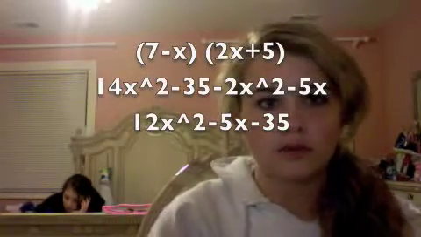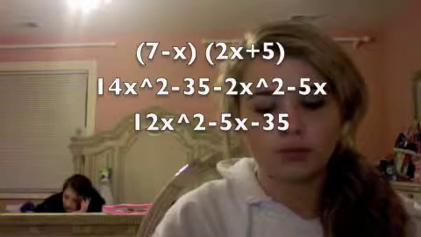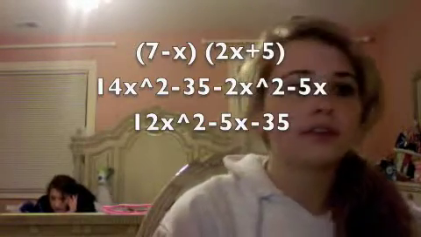Next we're going to do one that's a little bit different: 7 minus x times 2x plus 5. We do this by FOILing first, and then also identifying a, b, and c. You FOIL it just like you would any other problem. You can reorganize and distribute it later in the problem.